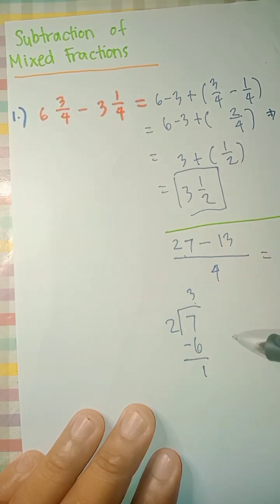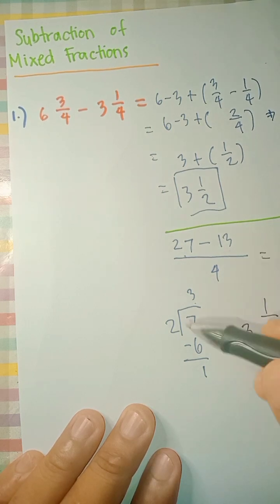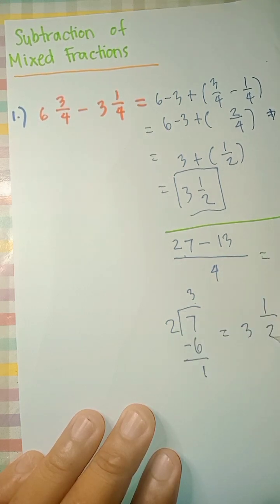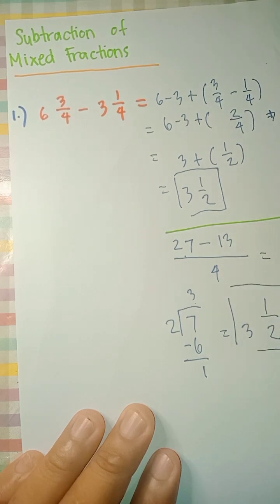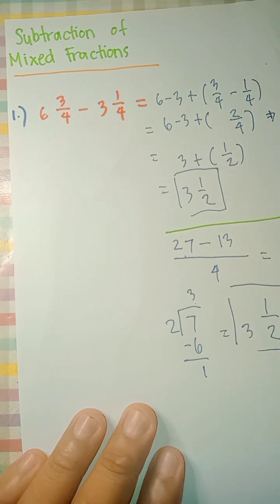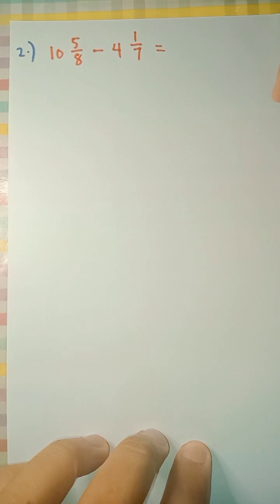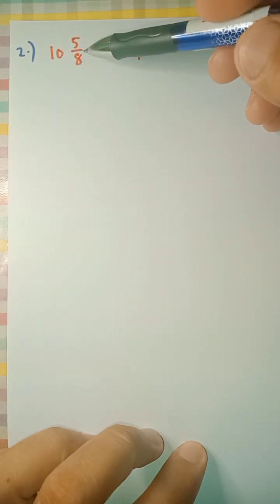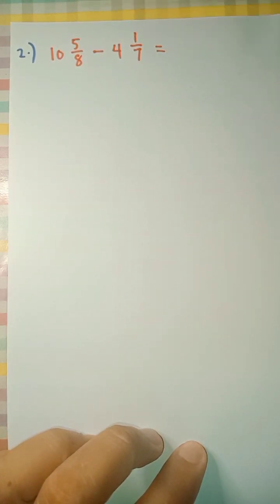Now, we have a whole number here, 3. And this is our numerator, 1. And the divisor 2 as our denominator. Now, we have our answer here, which is the same as this method, 3 and 1 half. Okay, let's answer the second problem, 10 and 5/8 minus 4 and 1/7.